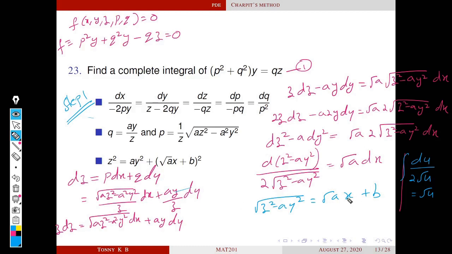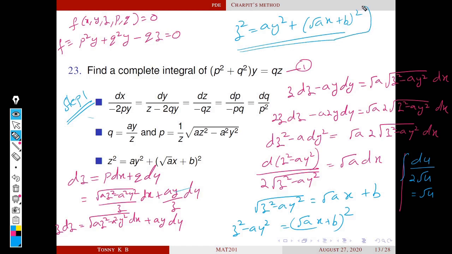This is a complete integral because this involves two arbitrary constants. For getting a better form, you just square it. So what happened? This is z square minus ay square equal to, so z square is equal to ay square plus, so this is a complete integral. This involves two arbitrary constants a and b. Okay.